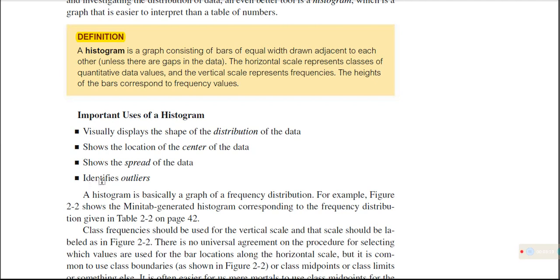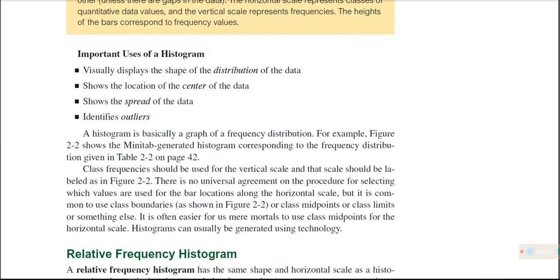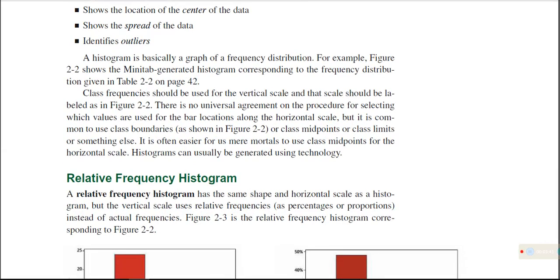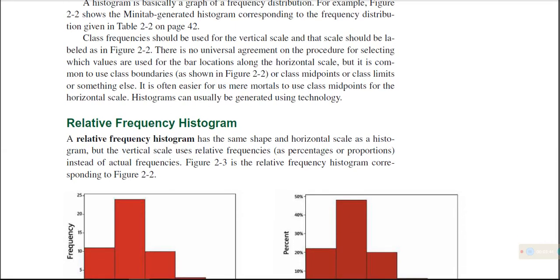And also, ma-identify mo rin yung outlier. Baka may nag-exist dun sa right tail o kaya may isang nag-exist dun sa left tail. So, ma-identify mo kung may nag-exist ba na outlier or wala. So, a histogram is basically a graph of frequency distribution. For example, meron tayong figure dito. It is generated using the software Minitab. Medyo luma na yan eh.